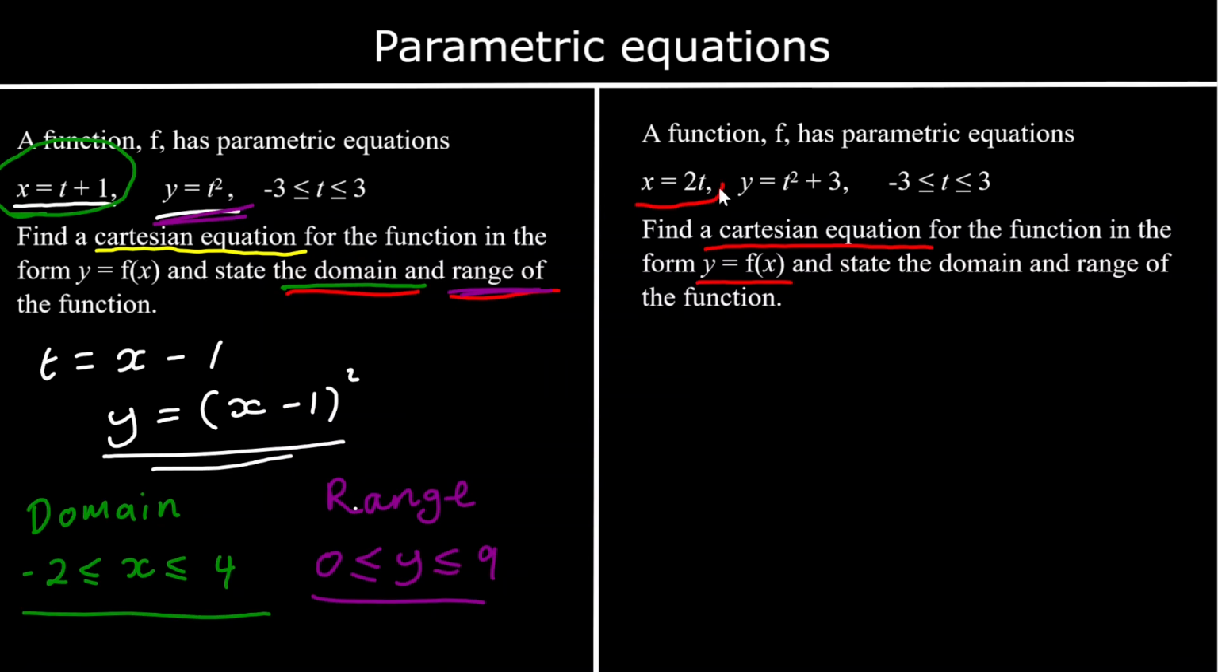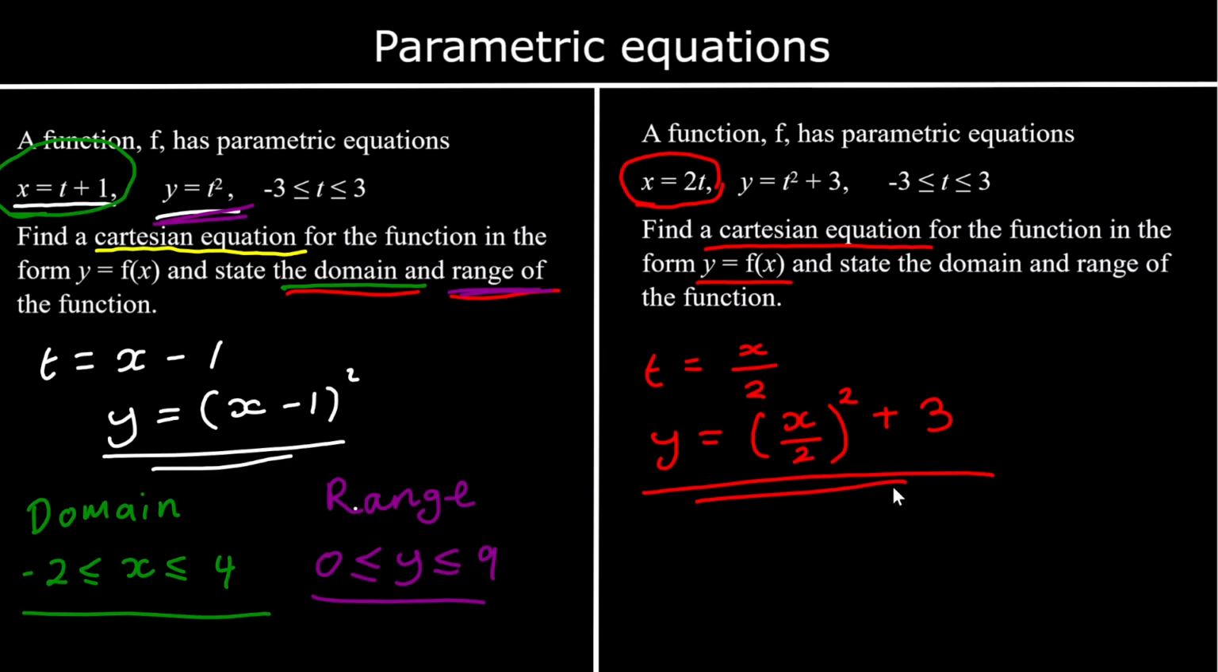So let's start with our x equation. Halve both sides. So t is x over 2, or half of x. Then substitute that into y. So it's going to be (x over 2) squared plus 3. And that is our answer. We could also write x squared over 4 plus 3, but that is absolutely fine.